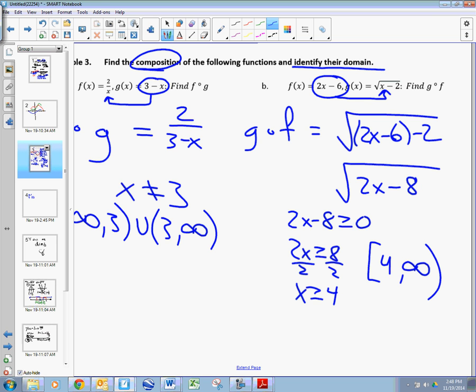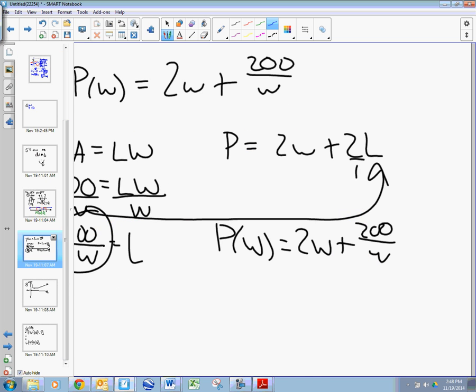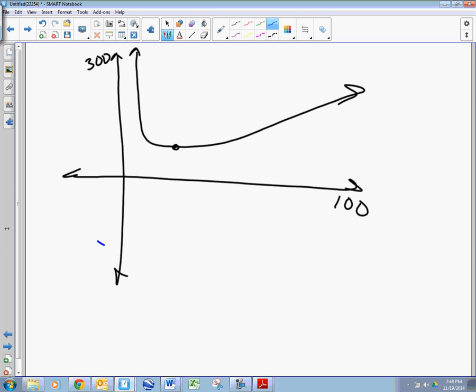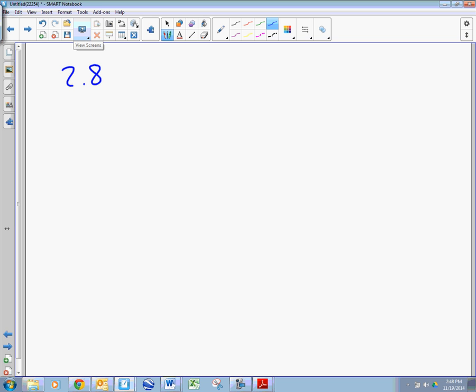Your assignment, .8, page 225. Hey, 225, perfect square. That's it. Some of those problems go very quick because you're simply doing f of or g of.